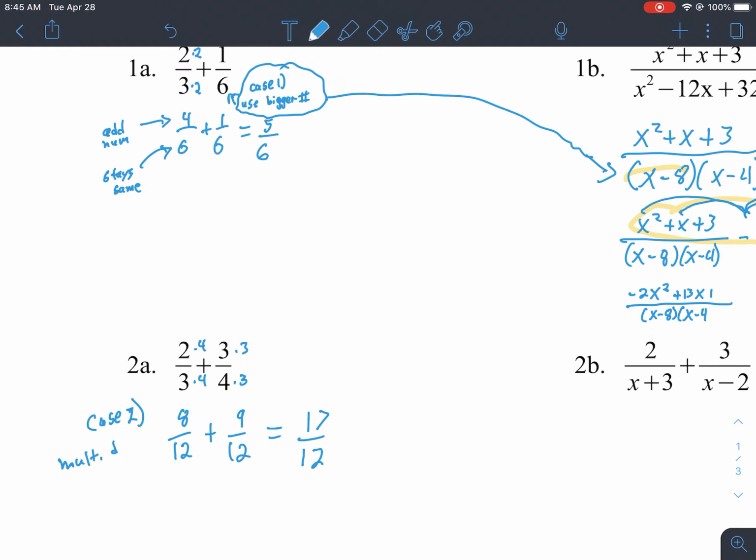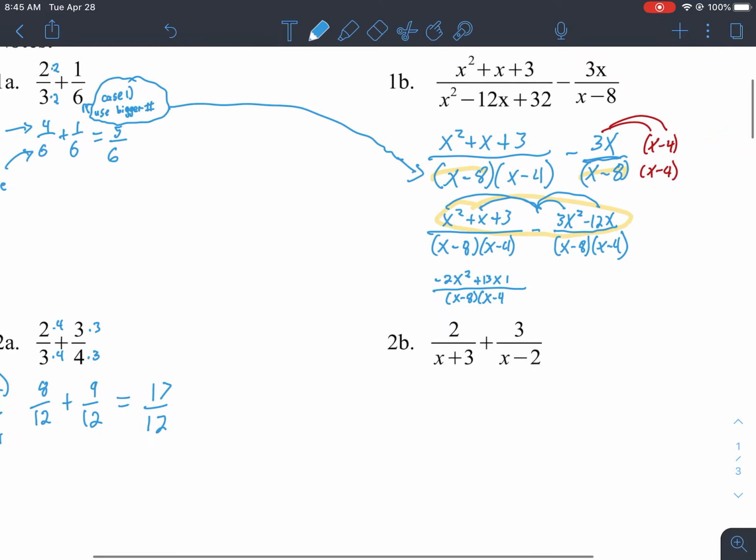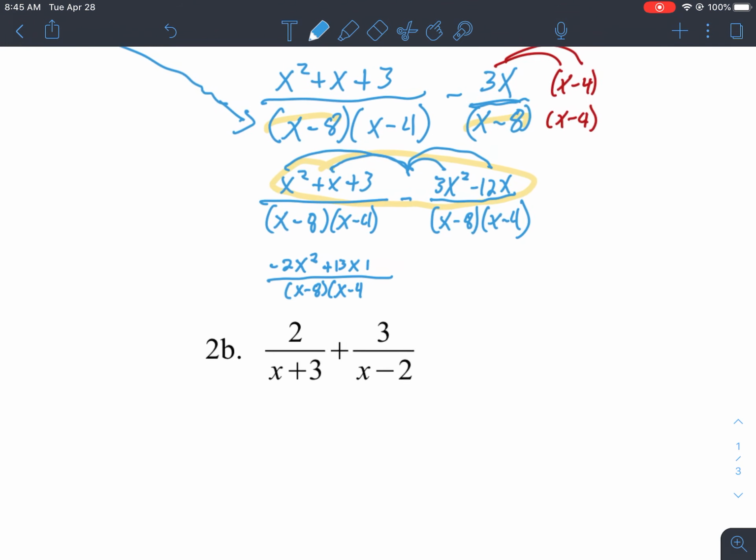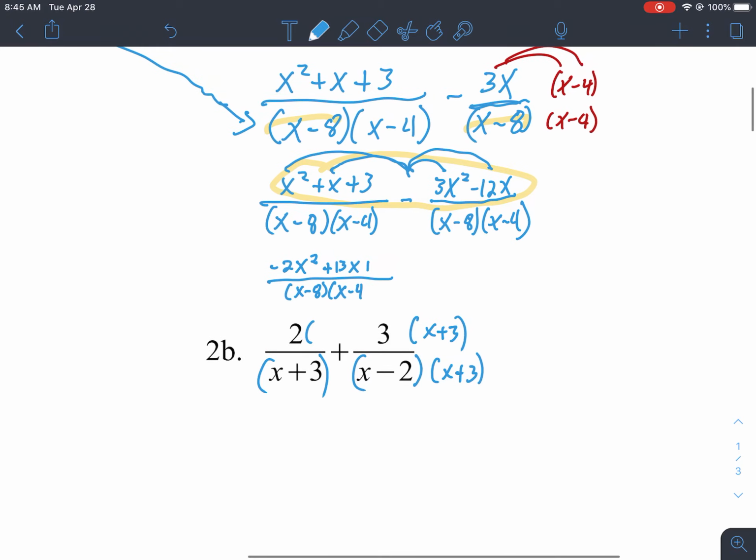Multiply the denominators together. That's case 2. So in a more interesting situation like this one, we can't use the bigger denominator. Like that one's a little bigger, we can't use it. So we'll just use both of them multiplied together. So we're going to multiply this side by x plus 3 over x plus 3, and this side by x minus 2.